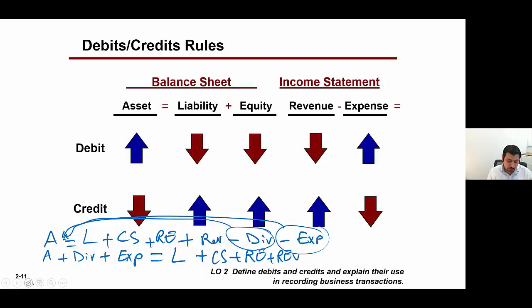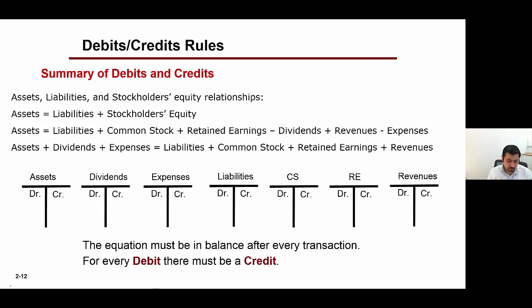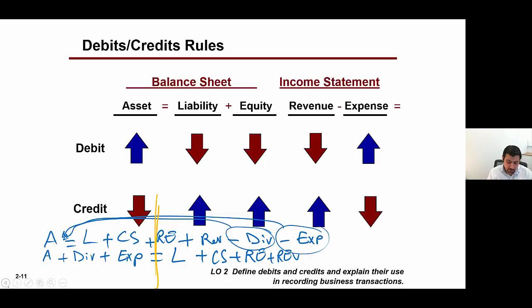Now, at this point, this is where we draw the line basically. So we have the left side: debit means left, credit means right. The left side of the equation are debit accounts, the right side credit accounts. It's as simple as that.